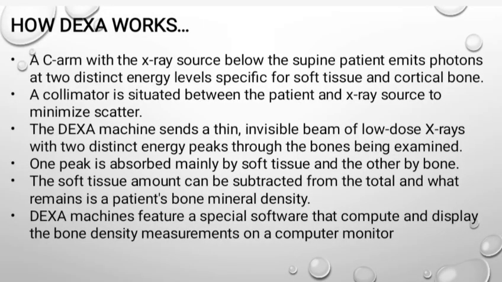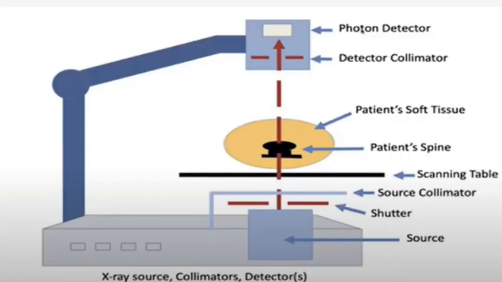DEXA is a C-arm machine with the patient lying in the supine position and X-rays coming from below at two distinct energy levels specific for soft tissue and the cortical bone. A collimator is situated between the patient and the X-ray source to minimize the scatter radiation. So the machine sends a thin invisible beam of low dose X-rays with two distinct energy peaks through the bones being examined. One peak is absorbed mainly by the soft tissue and the other by the bone. The soft tissue amount can be subtracted from the total, and what remains is the patient's bone mineral density, which we call BMD.